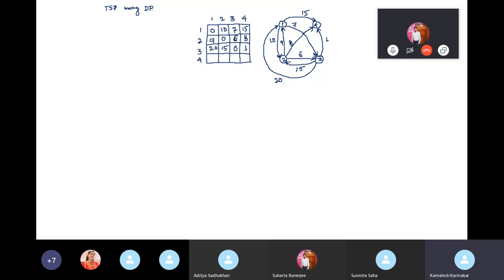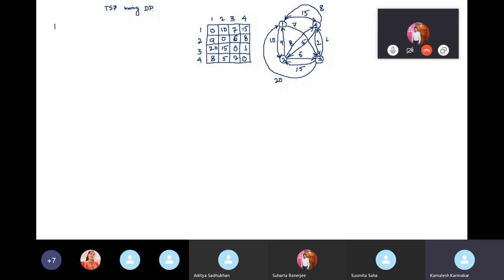Similarly, from vertex 4, if the distance from vertex 4 to vertex 1 is 8, vertex 4 to vertex 2, this distance is, say, 5, 4 to 3, if this distance is 2, it's 2, 4 to 4, this distance is 0. So if this graph is given, we have to find a cycle.